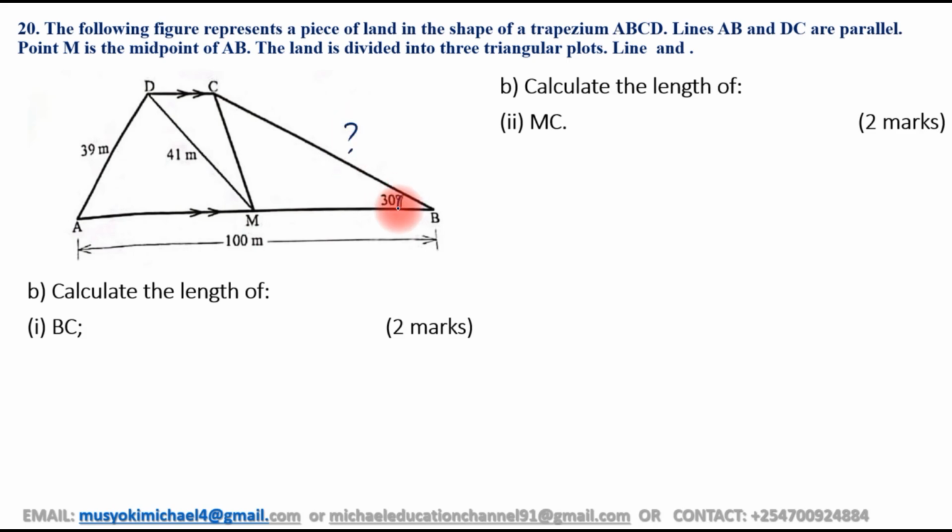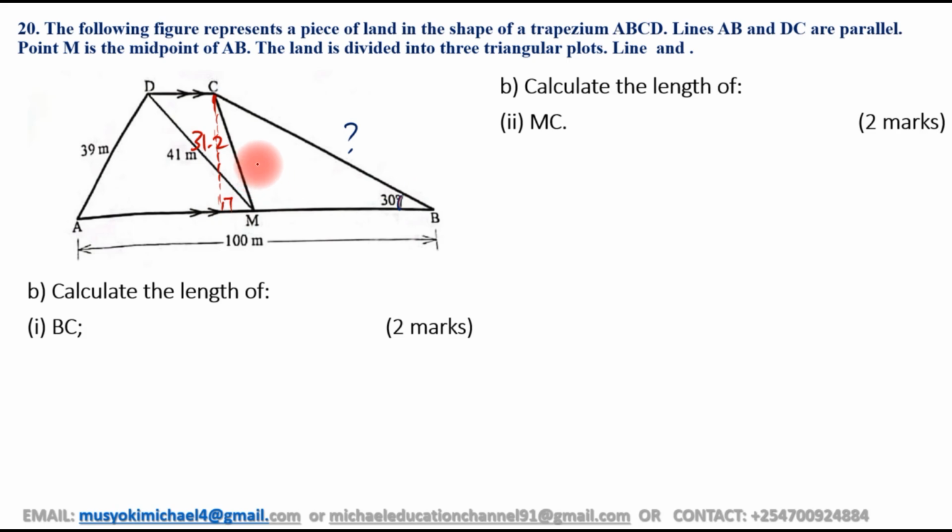We know this angle, 30 degrees. And since we know the angle 30 degrees, the other way we can use is the trigonometric ratio. So from C, let us drop this perpendicular, which is equal to 31.2, as we have done in part A, and that will actually help us to know this angle.